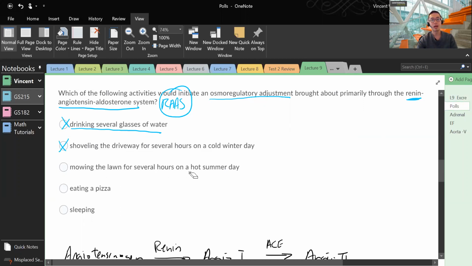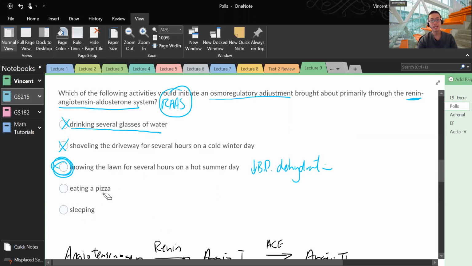Mowing the lawn for several hours on a hot summer day. I say that's going to make you sweat a lot, right? That's going to make you have a bit of dehydration, right? Unless you rehydrate yourself. So this will drop BP because of dehydration, right? Okay, and that is going to be the answer.